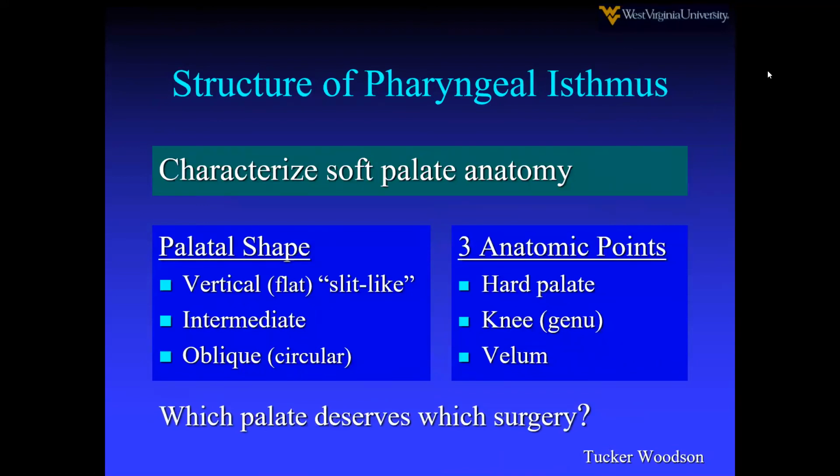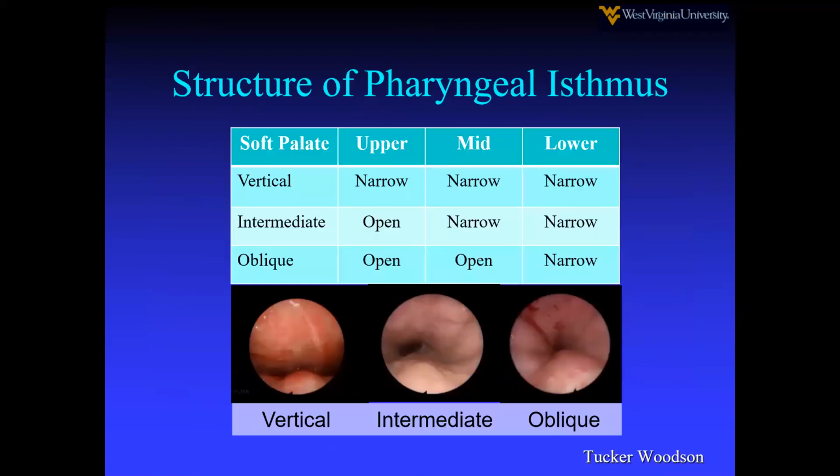And again, we're going back to Woodson. Looking at the palate from above, it can drop off like a waterfall, and you have a slit-like opening right to left, or at the extreme opposite, you can have an oblique or a circular palatal shape. It's funnel-shaped. It goes down like a funnel. And he divided it from 3 anatomic points: hard palate, the genu, which he calls the knee, which is the intermediate portion of the palate, and then the velum. And so the photos are mine, but the diagram is from his paper.